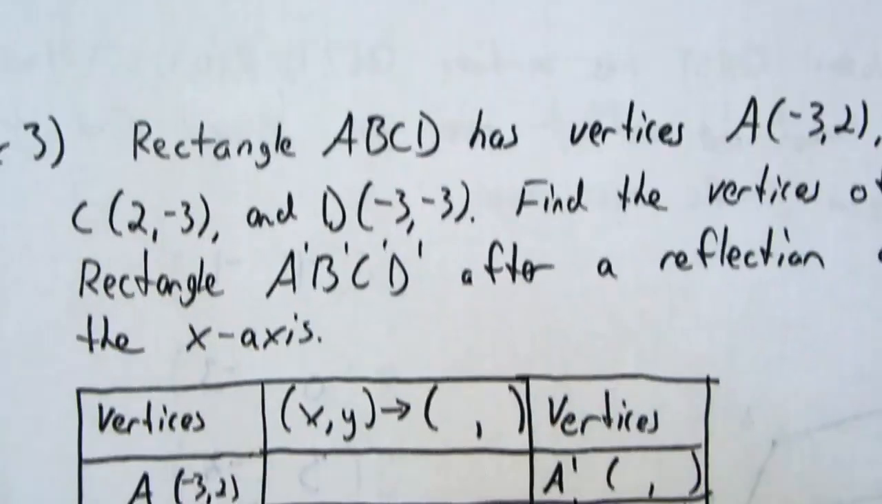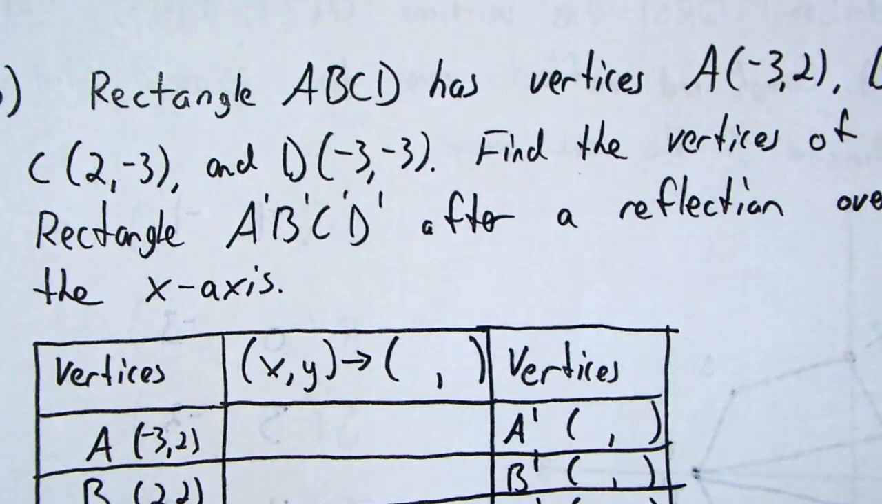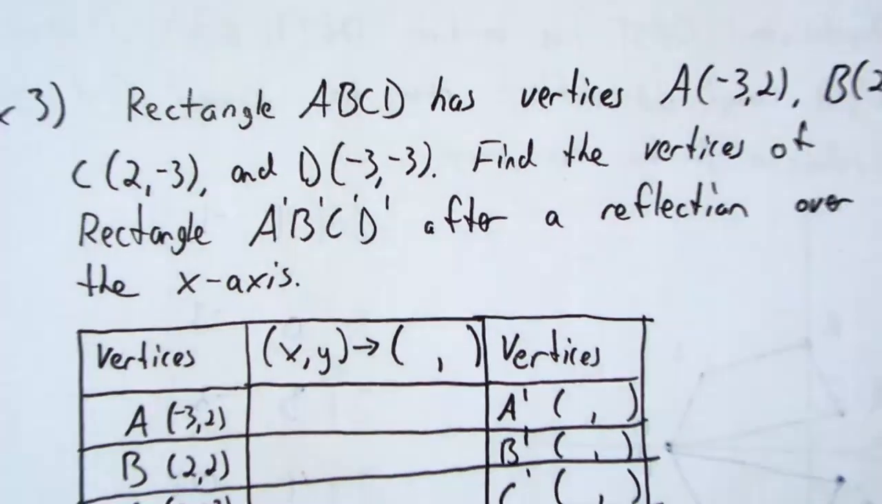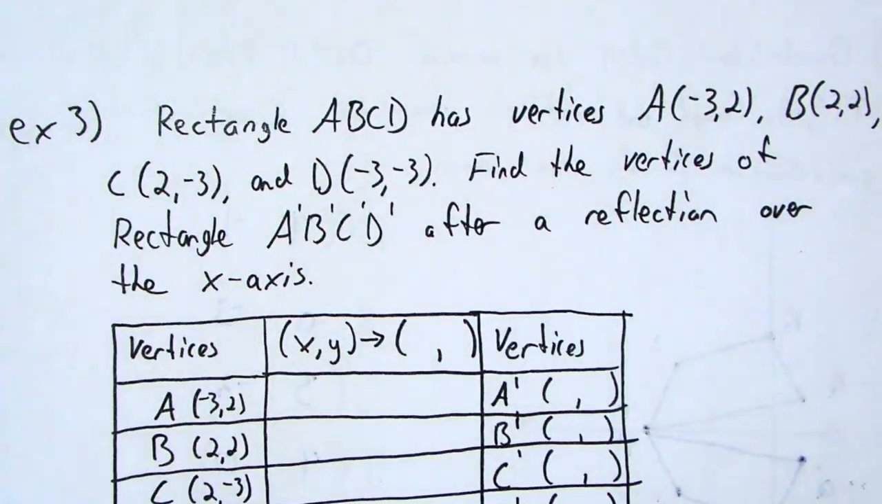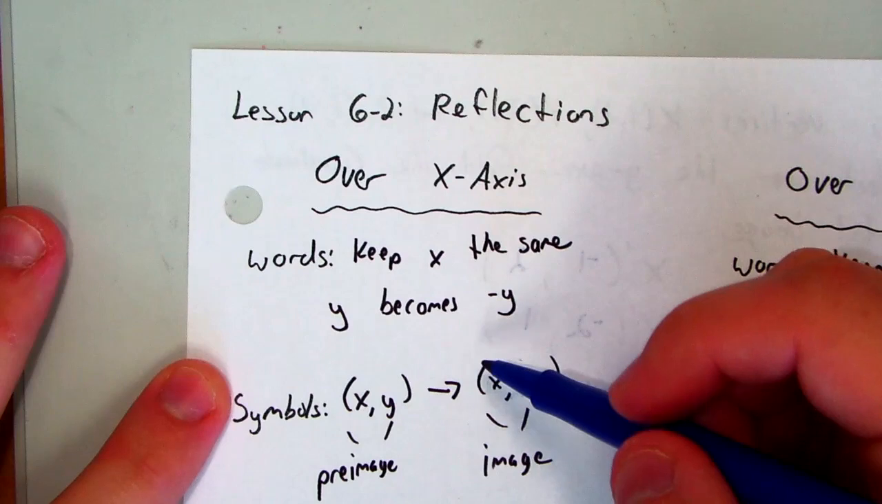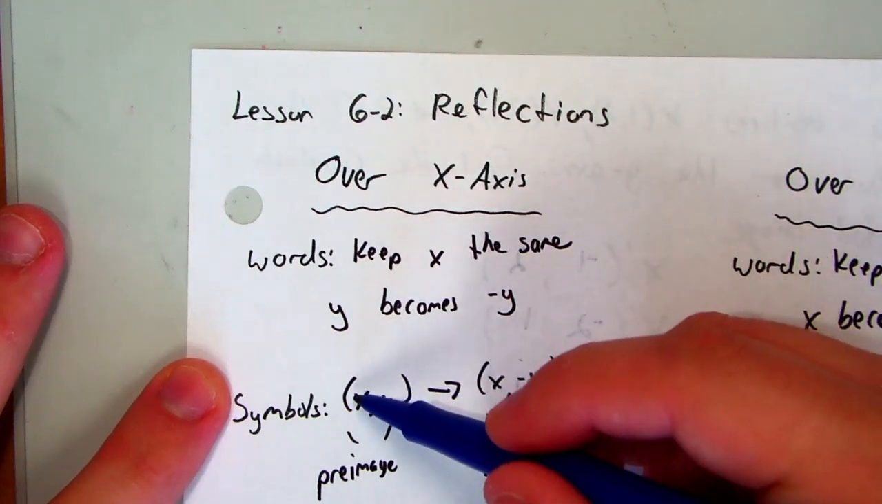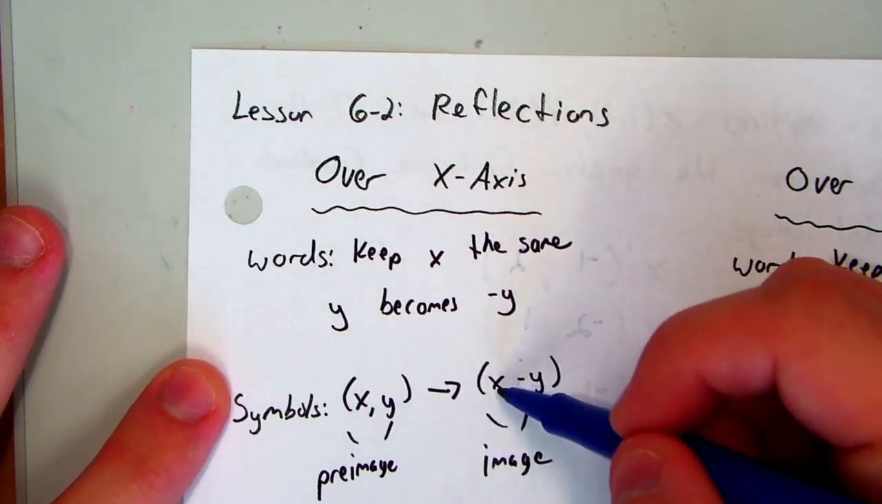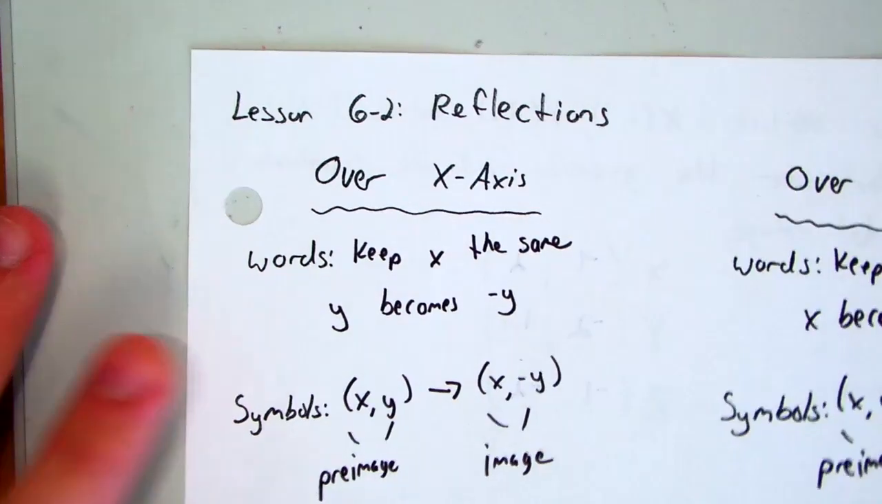And then finally, last example. It says example 3, rectangle ABCD has vertices of A at negative 3, 2, B at 2, 2, C at 2, negative 3, and D at negative 3, negative 3. It says find the vertices of the new rectangle, A prime, B prime, C prime, and D prime, after a reflection over the x-axis. So if we look back at our front side here, we're looking at over the x-axis. So our original ordered pair from x, y, x stays the same, y becomes its opposite.